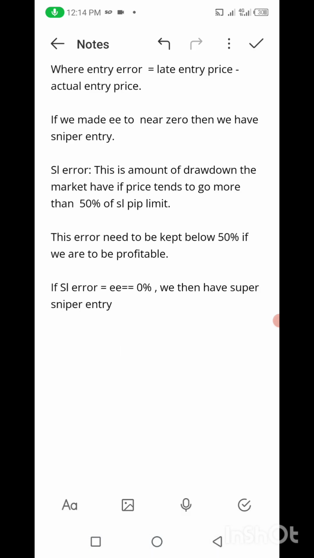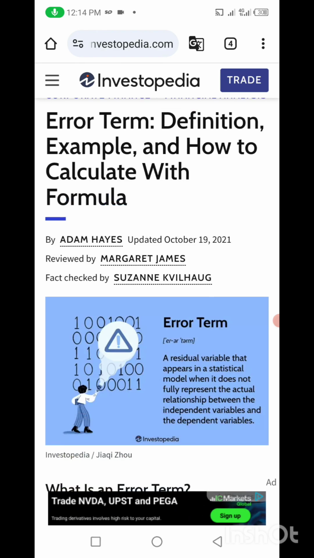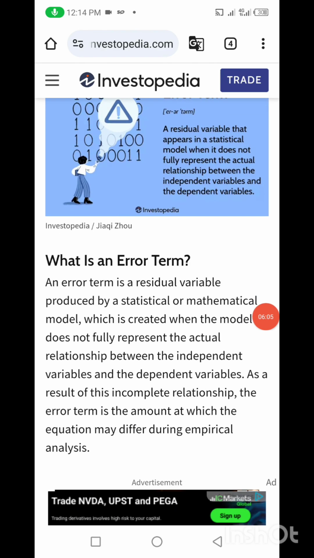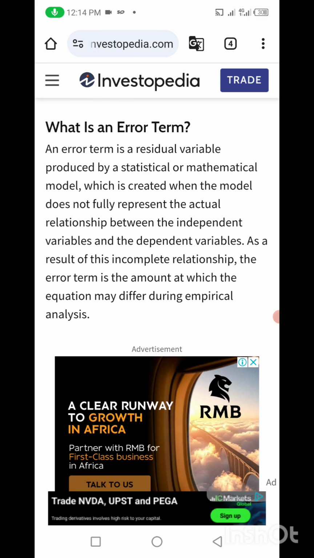Okay, so right now I'm going to take you to the internet and we'll check more of this stuff. Now what is error term? In this case, the error term is still the same thing as error function, right? An error function or term is a residual variable produced by a statistical or mathematical model, which is created when the model does not fully represent the actual relationship between independent variables and dependent variables.